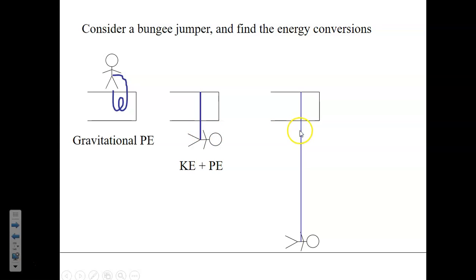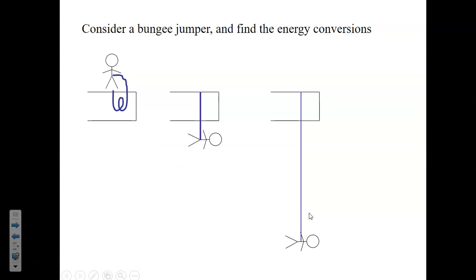Okay, so here he's stretched the cord. He's reached the bottom of his stretch. He's just about to touch the ground. What type of energy does he have? Well, he's about to touch the ground, so he doesn't have any gravitational potential energy. He stopped moving, he's about to climb back up, so he doesn't have any kinetic energy. He's got the cord stretched, which means he's got elastic potential energy, and that pretty much takes care of it. So it just has elastic potential energy.